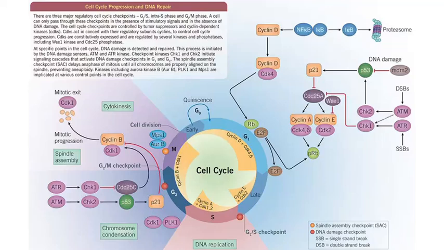In non-dividing or quiescent cells, the retinoblastoma protein remains bound to E2F, keeping those genes switched off. That prevents the cell from moving into the S phase and initiating DNA replication. This is how certain cells maintain a resting state and only divide when they receive appropriate signals.